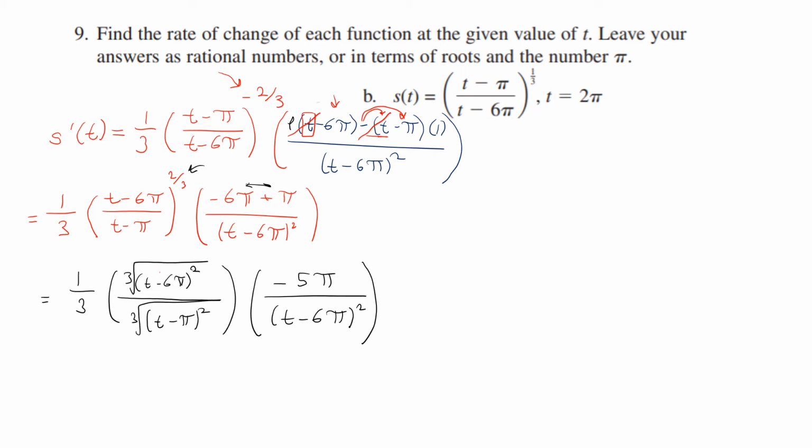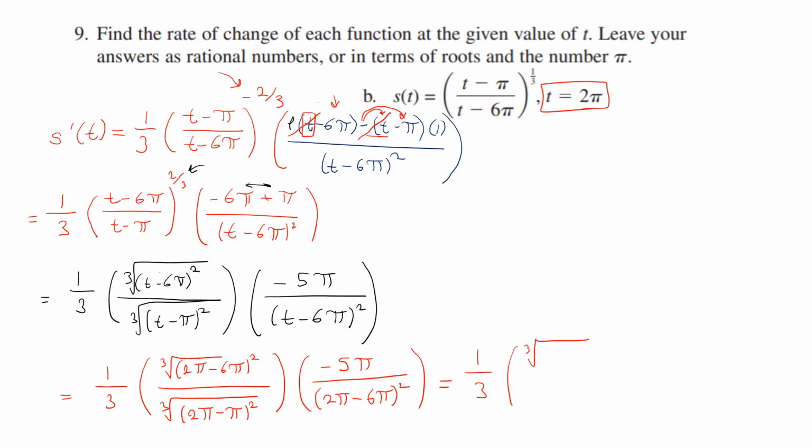Now that I have everything, to make it easier, I can go ahead and actually plug in 2 pi, whatever is given, for my t's. So when I plug in 2 pi, what I'm going to get for the first portion, I wrote 1/3 down. And for the first portion, 2 pi minus 6 pi will give me -4 pi. And squaring that would give me 16 pi squared over, same thing, 2 pi minus pi for the bottom right over here will give me pi, and it's just going to give me pi squared.